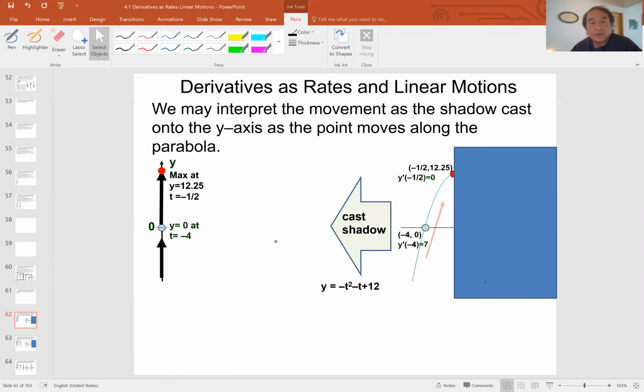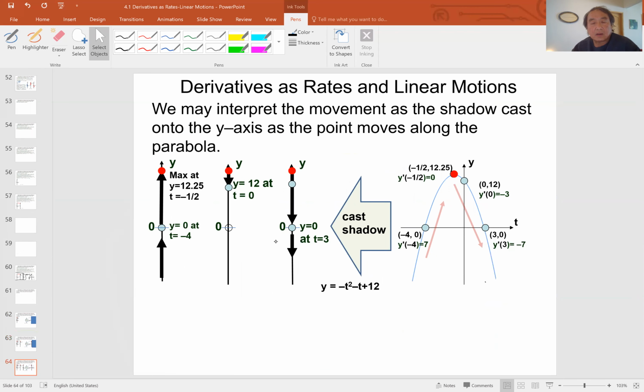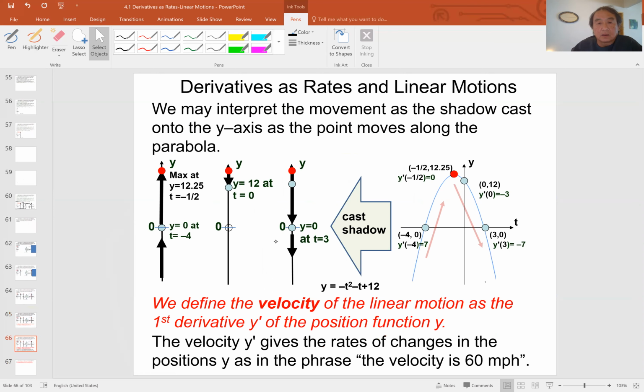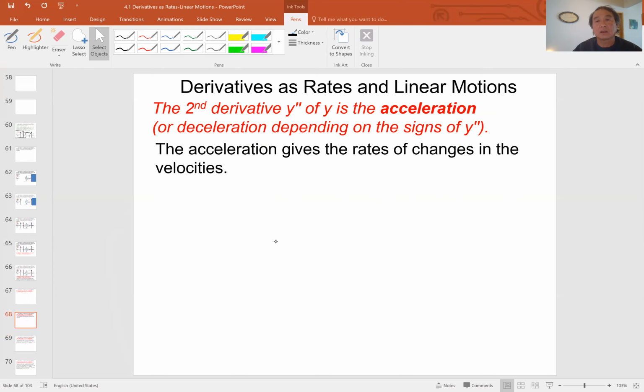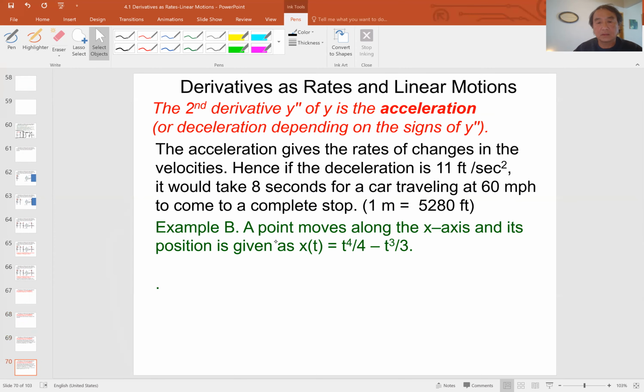Okay, it goes up, and we're watching the shadow. You reach a high point, it comes back down, and so on and so on. And the velocity, the derivative, is the speed of that shadow along that curve. The second derivative is what we usually term the acceleration, that is the change in the velocity. And so let's take a look at these examples.